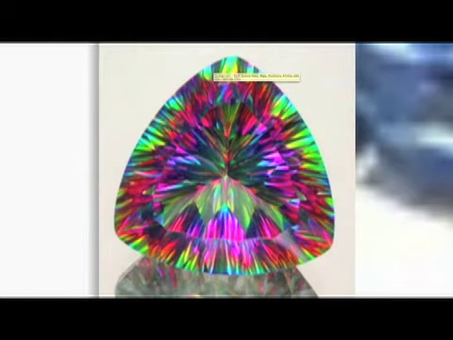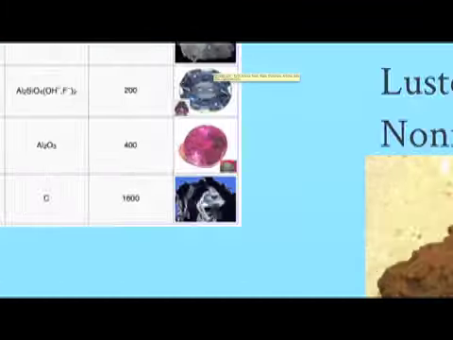Then there's topaz. This is not a real natural topaz, but topaz is used mainly as a gemstone. This topaz has a coating to make it really rainbowy looking.